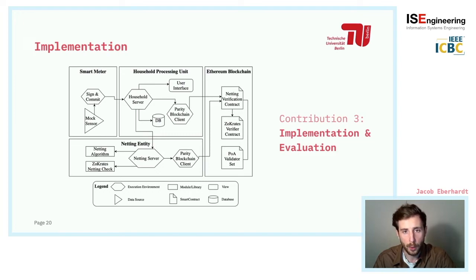What's important to note here, and that's where the implementation is a bit different from the concept, is that the netting entity first calculates a netting, and then in the provable off-chain program, the ZoKrates program, only verifies the netting's properties, so correctness, Pareto efficiency, and fairness, and does not calculate the netting itself. The idea is kind of similar to finding a solution to an NP-hard problem somewhere and then just having a verifier that checks the solution.